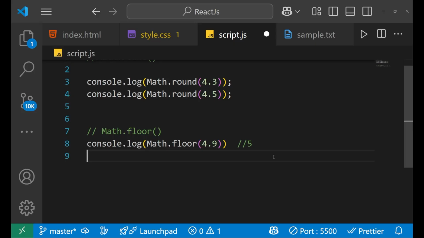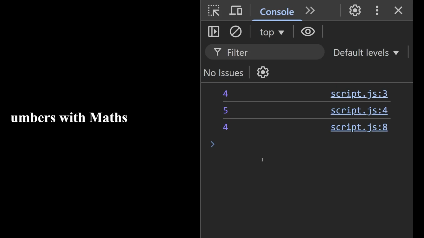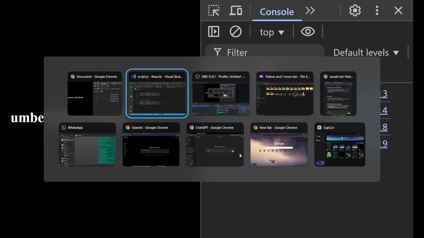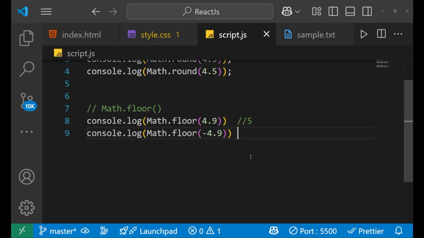And let's check it for the negative number also. Let's copy it, paste it here, and this time I'm going to write minus 4.9. And now what will I get? I will get minus 5, because minus 5 is on the downward side, on the left side in the number table. Fine. I hope you understood the Math.floor also.